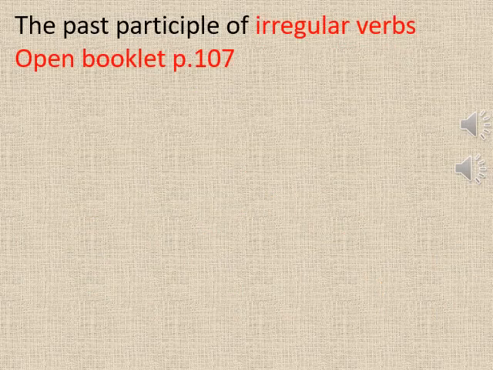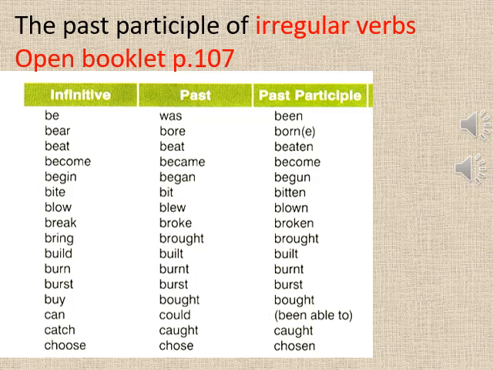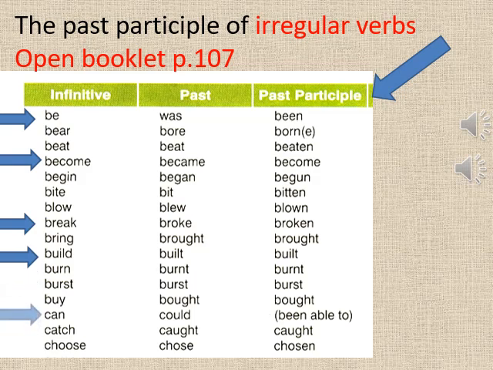So what about the irregular verbs? For the past participle of the irregular verbs, you can open your booklet on page 107 and you're going to find the table. The last column is the past participle of the irregular verbs. For example, verb to be, the past was, past participle been. Become, past is became, past participle become. Break, broke, broken. Build, built, built. Buy, bought, bought, and so on.